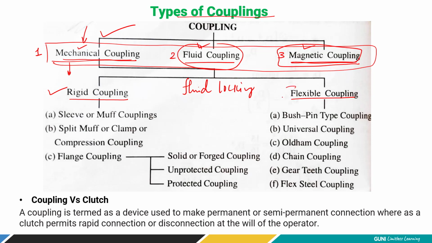But in flexible, you can have some misalignment or overloading, right? So based on these functions, it has two types. One is rigid coupling, second is flexible. Here also the connecting element will work as a solid part. Here the connecting element permits some flexibility in terms of distortion, some kind of bending and twisting, and hence it is referred to as flexible coupling.